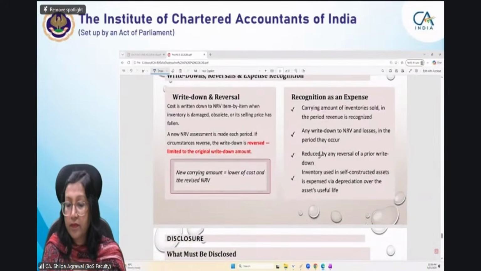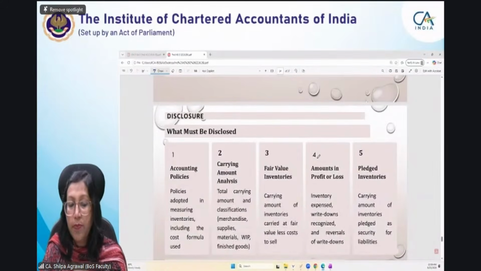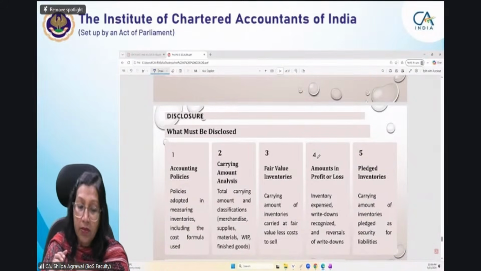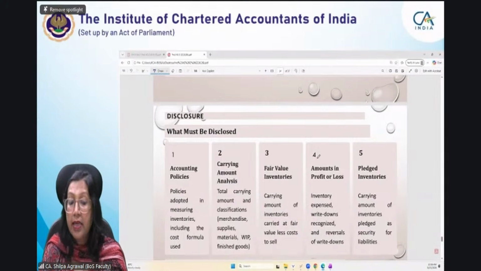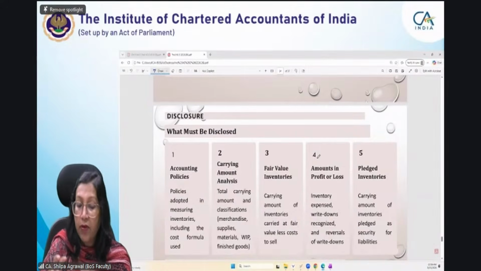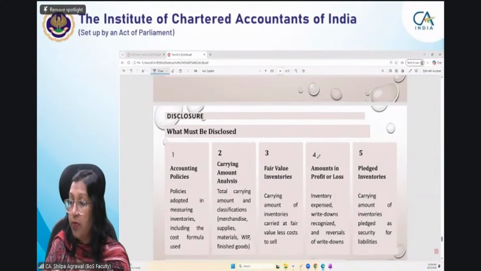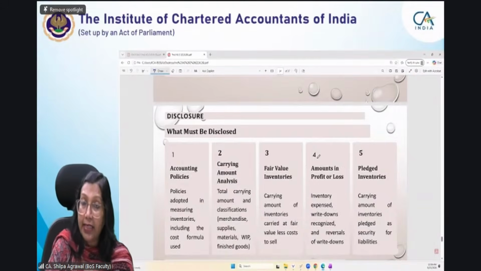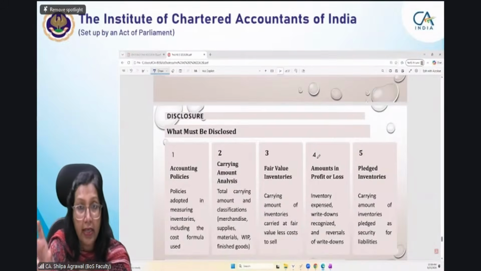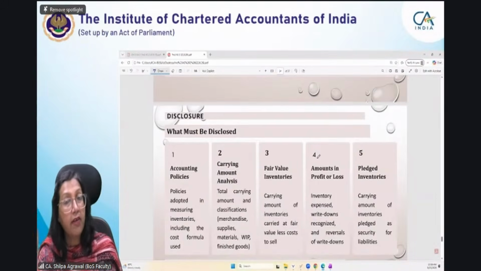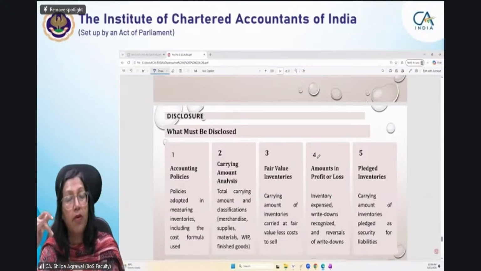Disclosure. This is the last point. When we are mentioning inventories, we have to disclose the accounting policy, that is, which measurement technique we are using. Carrying amount analysis, that is, total carrying amount and classification, whether merchandise, supplies, raw material, work in progress, finished goods, item A, item B, item C, whatever. We have to bifurcate. We have to give the analysis of the total value of inventory which is appearing in the balance sheet.